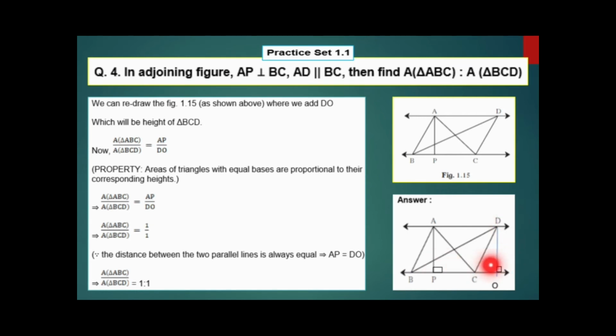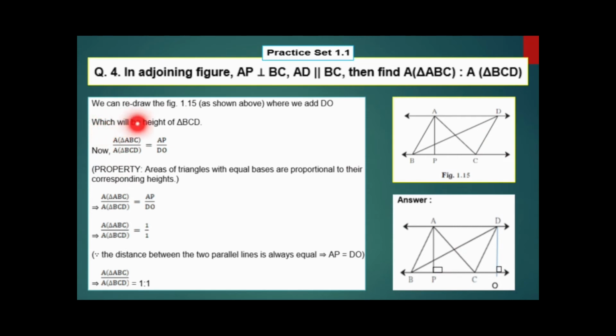Now here if you observe, these two lines are given, AD and BC parallel, so the height must be same, that is AP equals to DO. So we use the concept, when base is same and when height is same, then their ratio must be 1:1. So we write it by procedure.